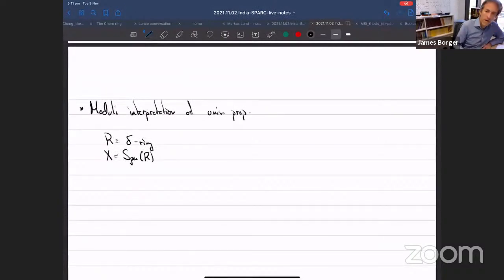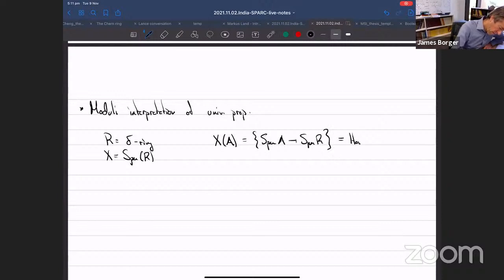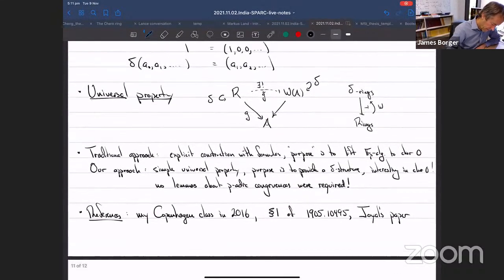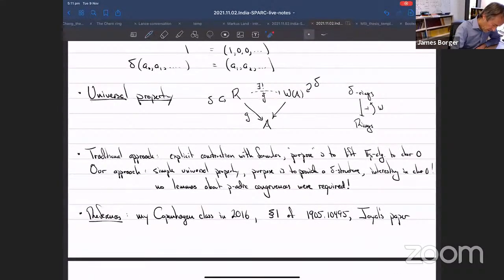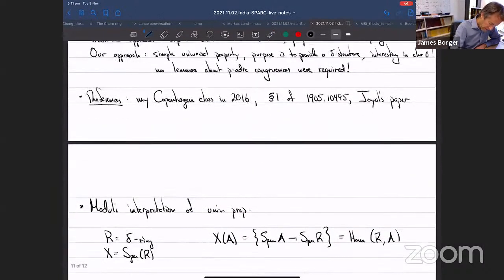Then what do we have? If A is just some other ring, then the A points of X, by which we just mean the homomorphisms from spec A to spec R, which are of course the same thing as the ring homomorphisms from R to A. This is the situation we were in up here. And they're in bijection with the delta ring homomorphisms from R to W of A. That's exactly the universal property.